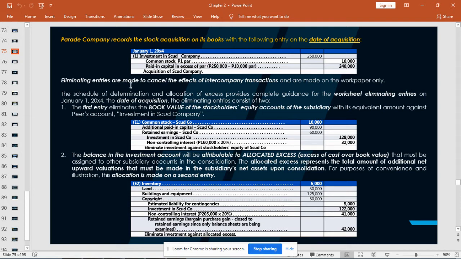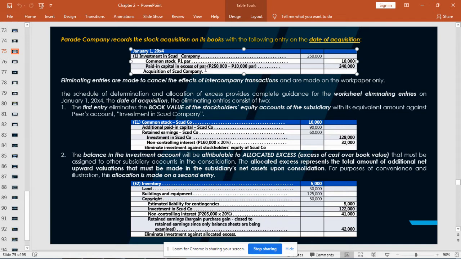Then, the entry to record the stock acquisition. So, ito na yung ating tatlong entries, di ba? Oo, yung eliminate, ay yung, dun sa ating steps. Okay? So, for this one, yung transfer ng ating acquisition ay ng ating consideration and the setting up of our investment account dun sa book ni parent.